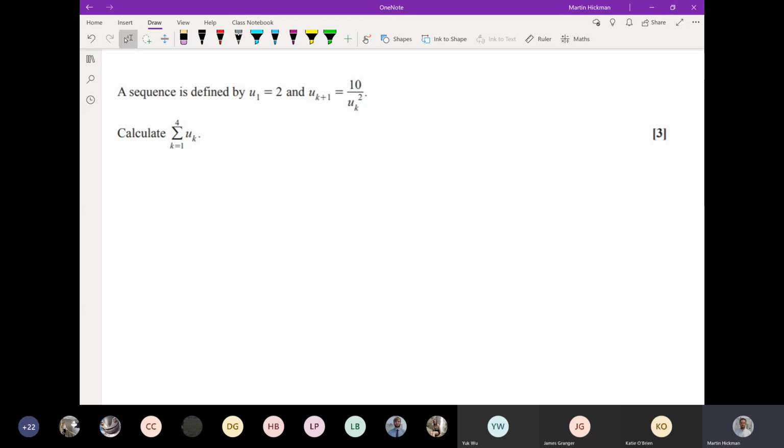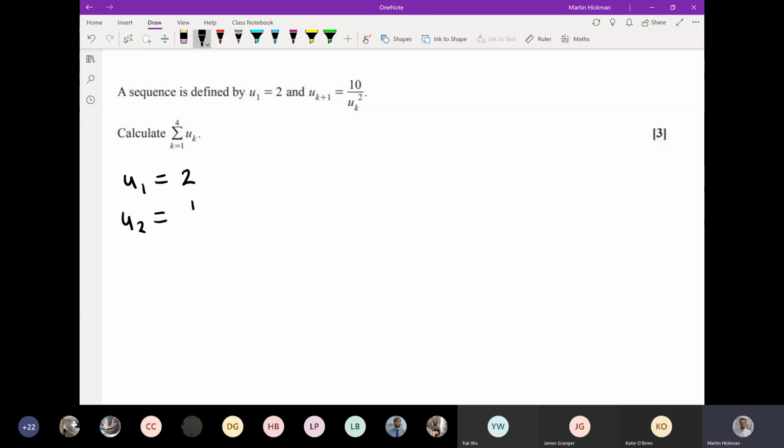So I'll very quickly go through this 3-mark question at the end here to finish this off for today. We've got a sequence where the first term is U1 and the sequence defined by U(k+1) equals 10 over U_k squared. So do 10 divided by the previous term squared to get the next term. That's how we would say it in words.